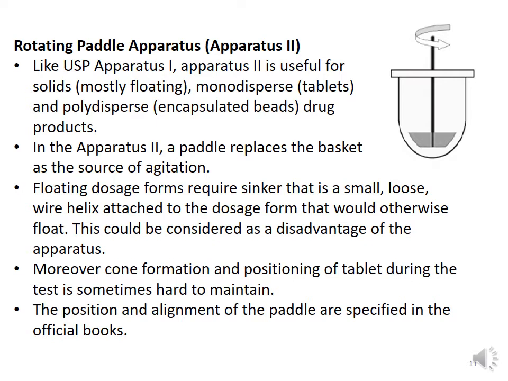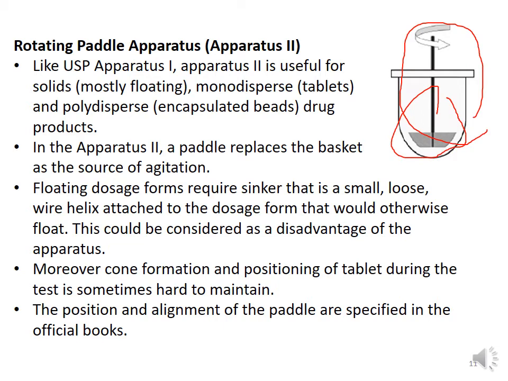Rotating paddle apparatus, type 2. This is apparatus type 2. Like USP apparatus 1, apparatus 2 is useful for solids, mostly floating, monodisperse tablets and polydisperse encapsulated beads drug products. In apparatus 2, a paddle replaces the basket as the source of agitation. This is the paddle that replaces the basket.